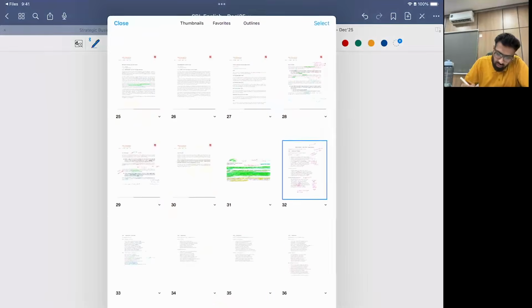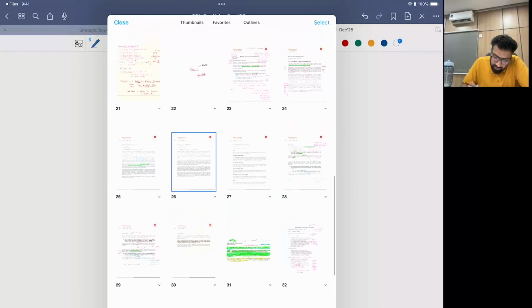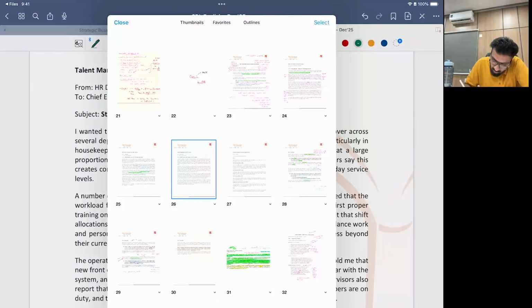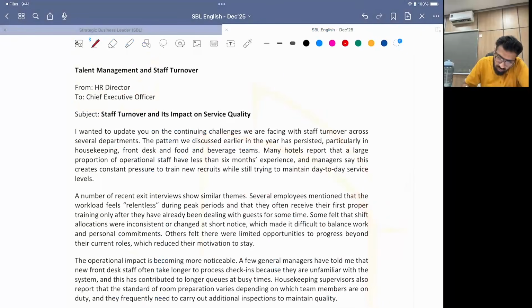Yeah. So let's move on to the next exhibit: talent management and staff turnover. We are facing a lot of difficulty due to this, right? HR director, CEO, staff turnover, and its impact on service quality. I wanted to update you on the continuing challenges we are facing with staff turnover, and believe me, this is a real life issue. No one's staying with the company longer than 2 years, I believe, right?